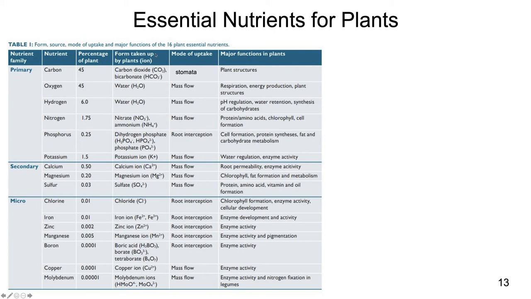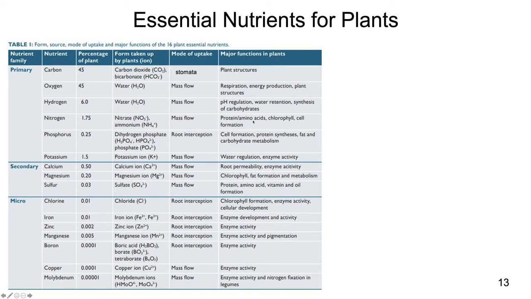And you can see the form that the plants take up. This is the chemical form of the element that plants will use when they actually take it up from the environment, and the mode of uptake here too. So for example, carbon dioxide or CO2 comes in through the stomata. It says mass flow for a lot of these things. That's the same thing as bulk flow that we've been talking about. And there's also something that says root interception, but really what they're talking about here is it's just taken in through the roots. And then it talks about some of the major functions in plants: structures, respiration, energy production, pH regulation, proteins and amino acids, cell formation, root permeability, enzyme activity, pigmentation.